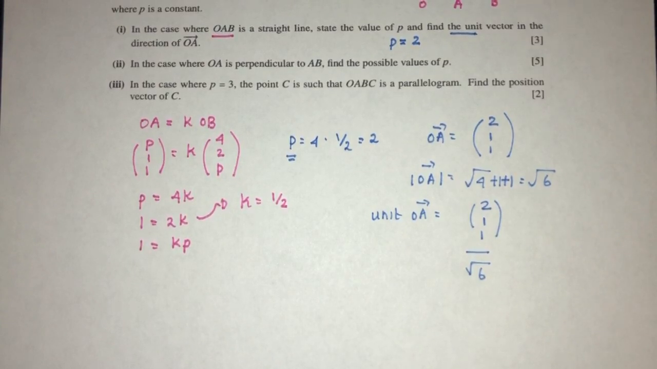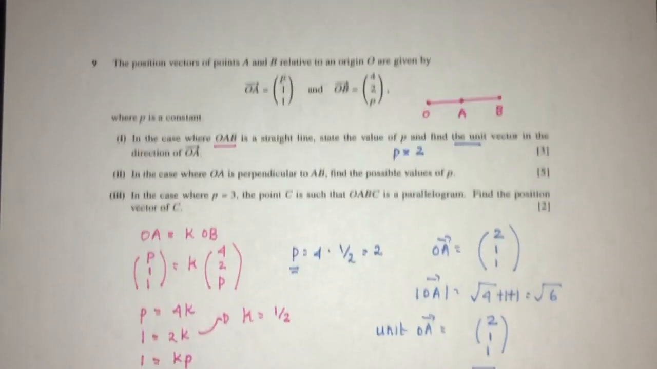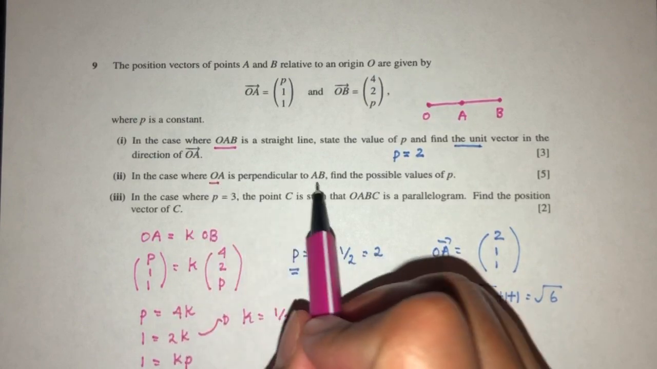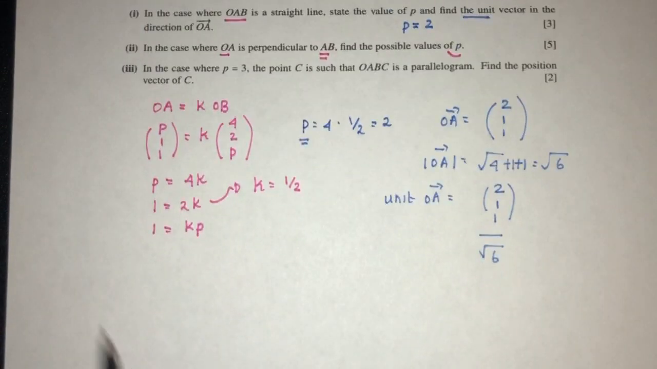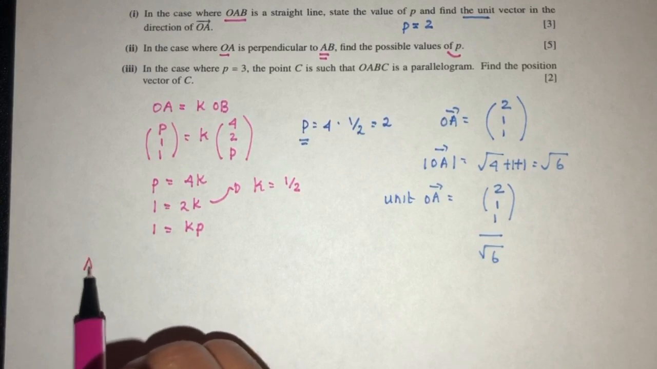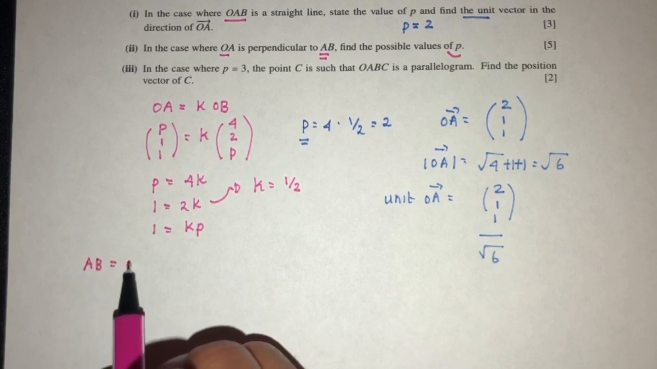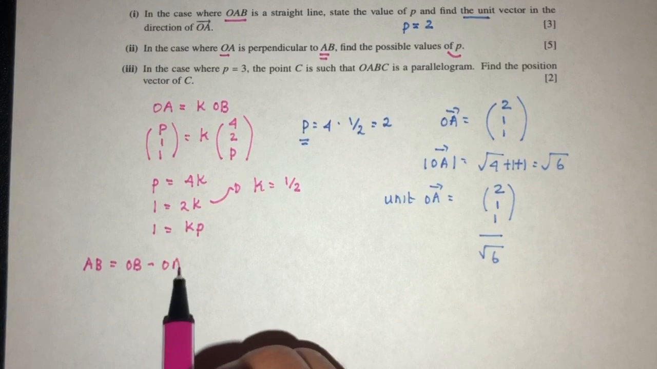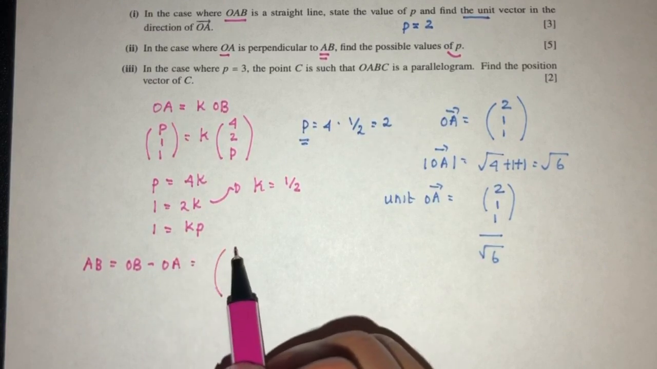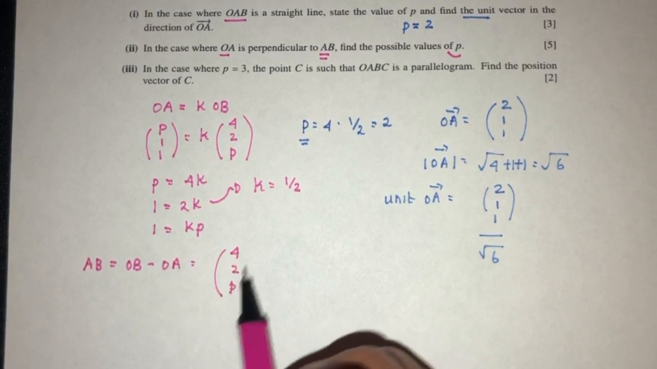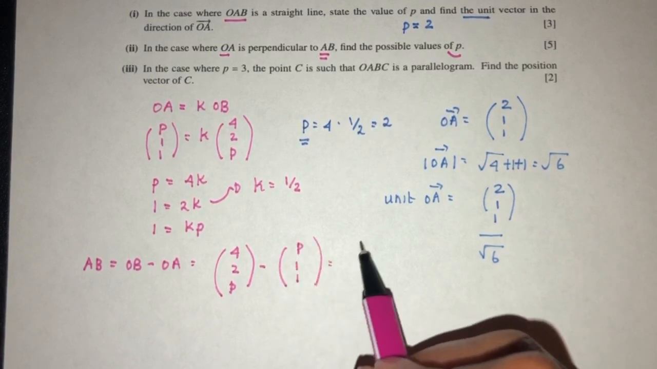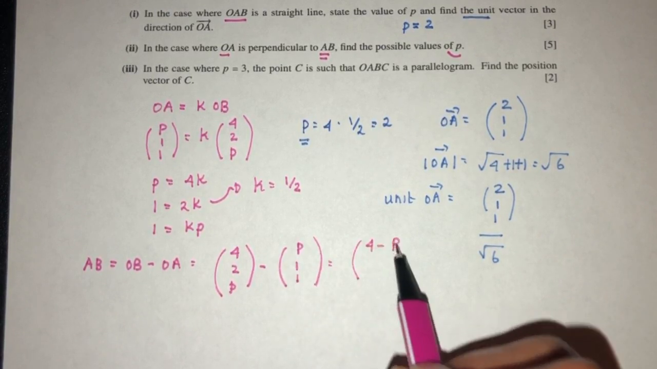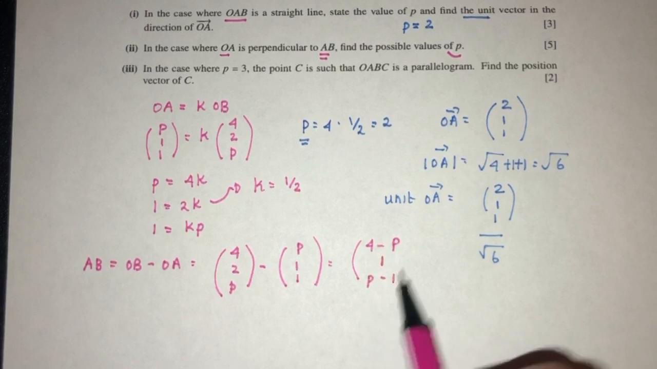Now for part 2, in the case where OA is perpendicular to AB, we have to find the possible values of p. So we have OA. What is AB? AB is defined by OB minus OA. So let's find that first. OB is (4, 2, p) minus OA, (p, 1, 1). That is (4 minus p, 1, p minus 1).